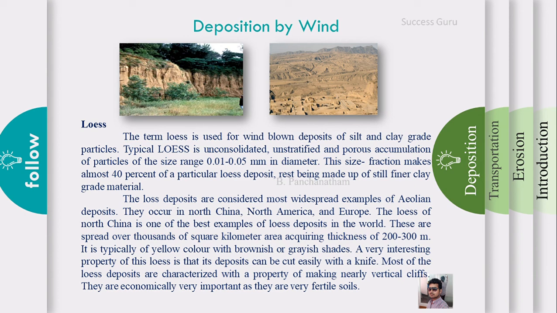A very interesting property of this loess is that its deposit can be cut easily with a knife. Most of the loess deposits are characterized with the property of making nearly vertical cliffs, and they are economically very important as they are very fertile soil. I hope this will be sufficient for this heading, that is geomorphic activity of the wind.